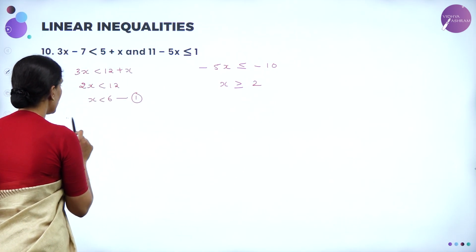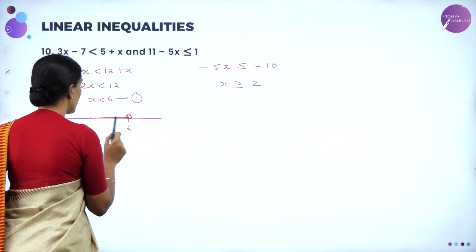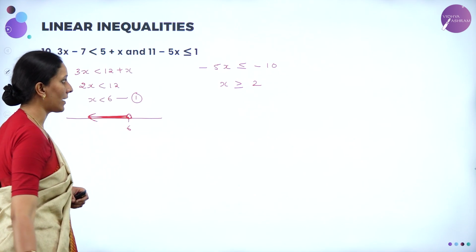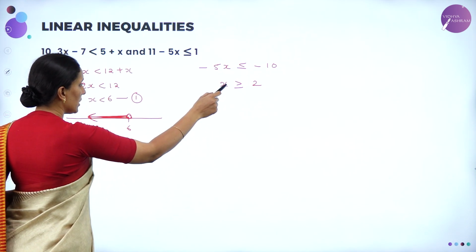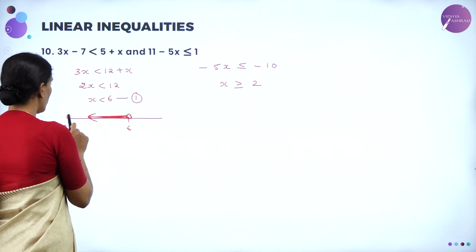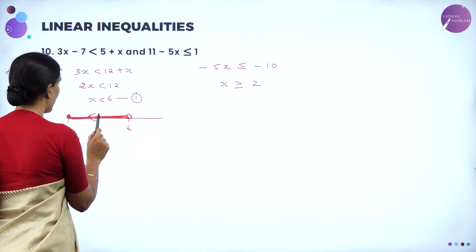Now here, this is the number line where x is less than 6. So this is the region. This side, all the numbers x less than 6 will act as a solution. Now here, somewhere here if it is 2, it includes 2 and it is greater than 2. All the numbers which are greater than 2.